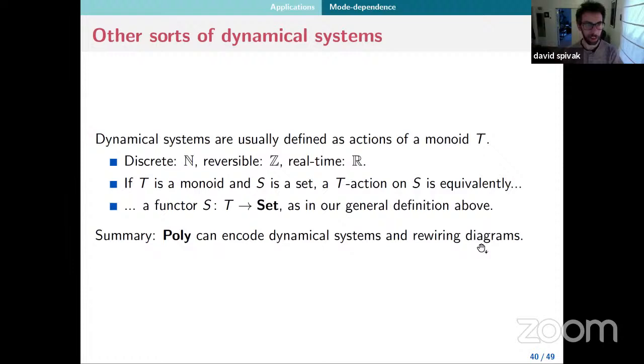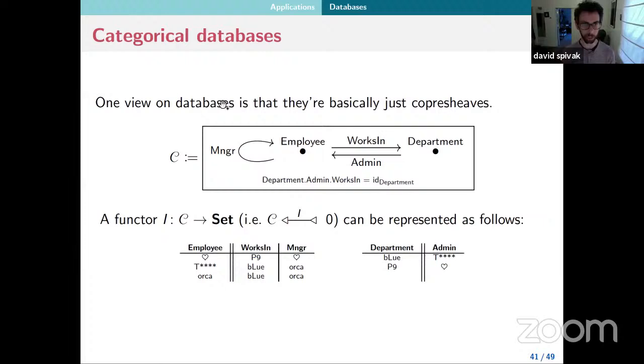Okay, so that kind of concludes the dynamical system stuff. Let me go on to databases, which is another application of our abacus here, or kind of towards a glass bead game point of view. So what else can polynomial functors do? Well, they can tell us about databases.